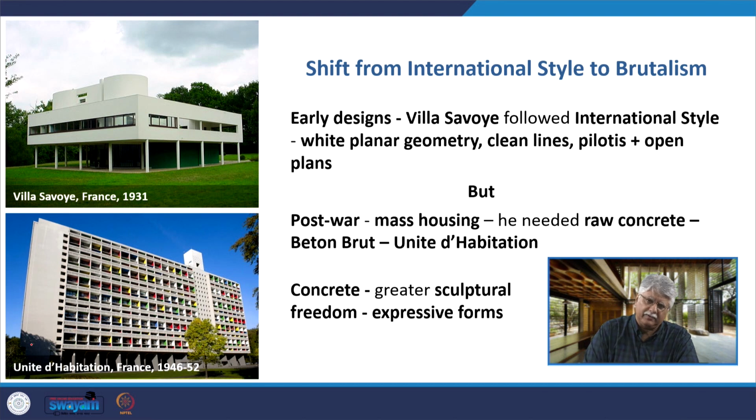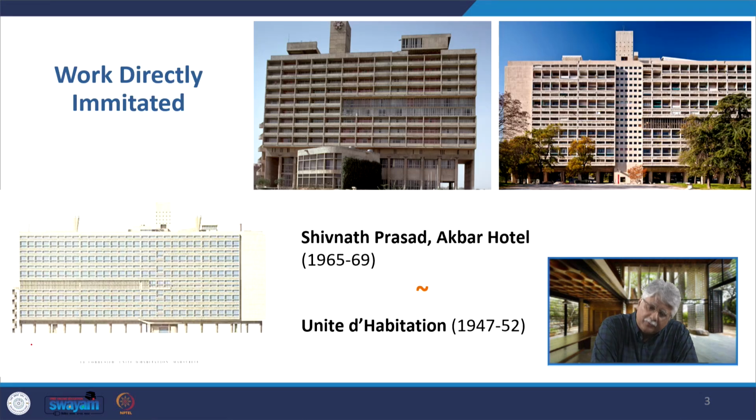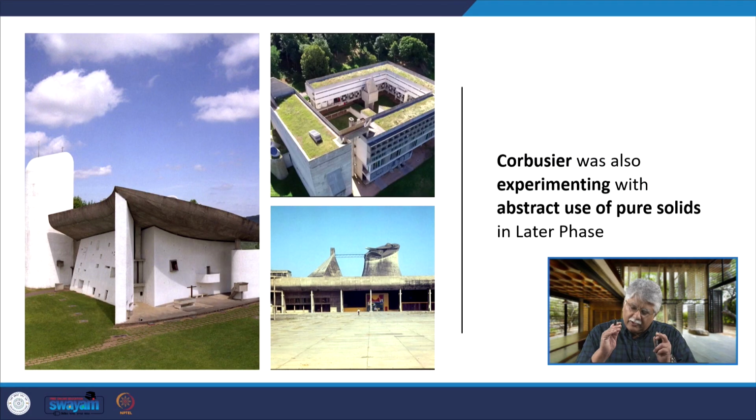Coming back to this presentation, concrete gave Corbusier great sculptural freedom and it gave him very expressive forms. It was also imitated. This is an example which I had shared in my presentation on modern Indian architecture, showing how Unité d'Habitation was so closely imitated by the Indian architect Shivnath Prasad in a building called the Akbar Hotel.